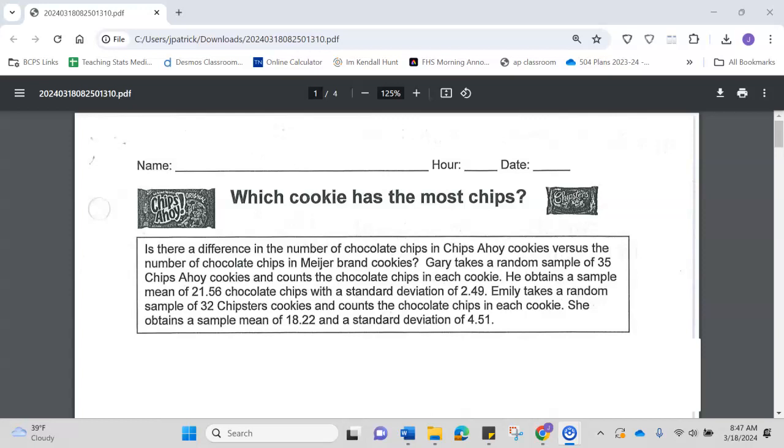So which cookie has the most chips? We're going to be counting chocolate chips. Well, we're going to be pretending to count chocolate chips in Chips Ahoy cookies versus something called Chipsters. But as you're looking at your notes, you might want to add this to the top, confidence intervals for a difference in means. So you have a better idea about what this note sheet is covering.